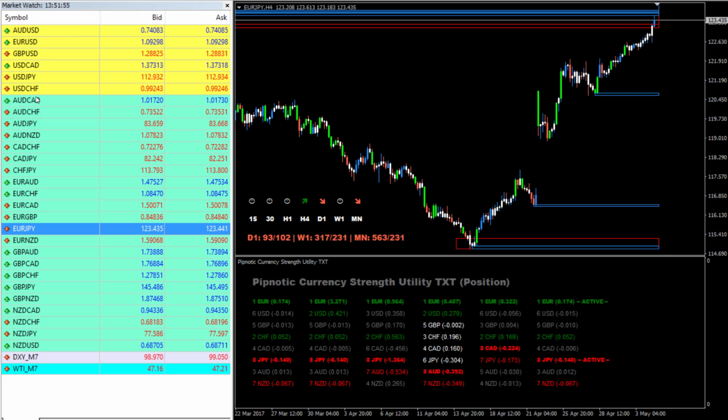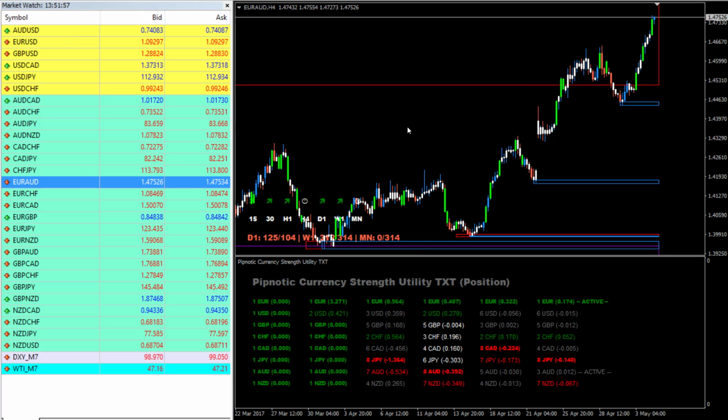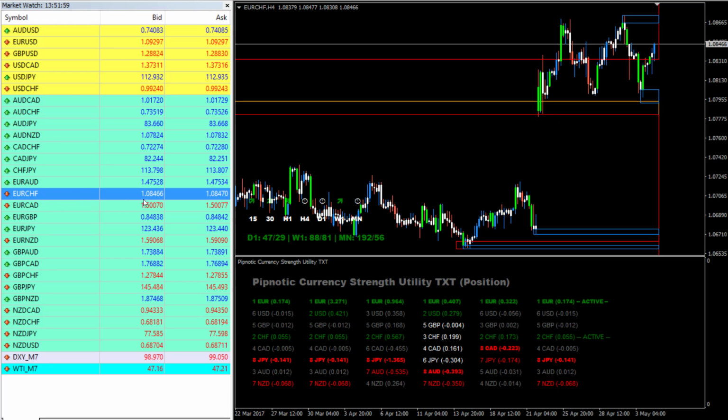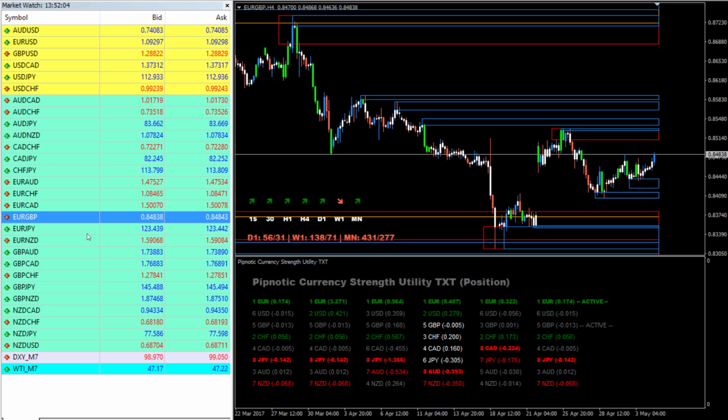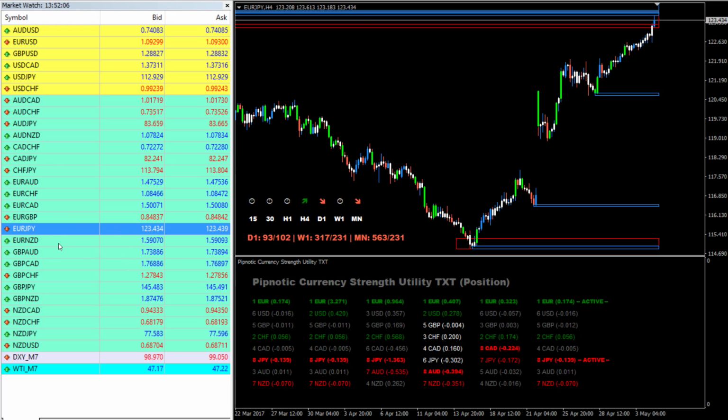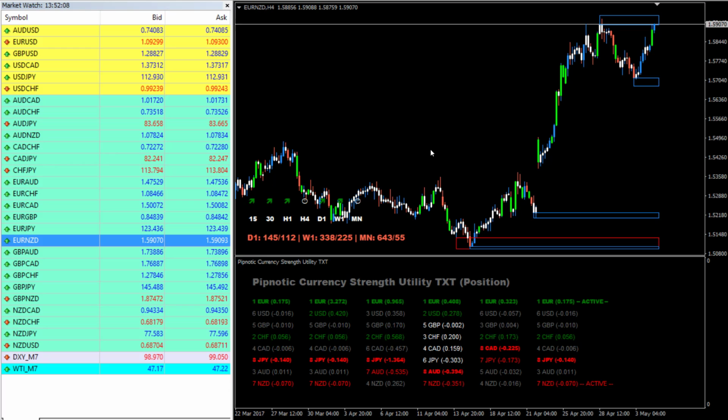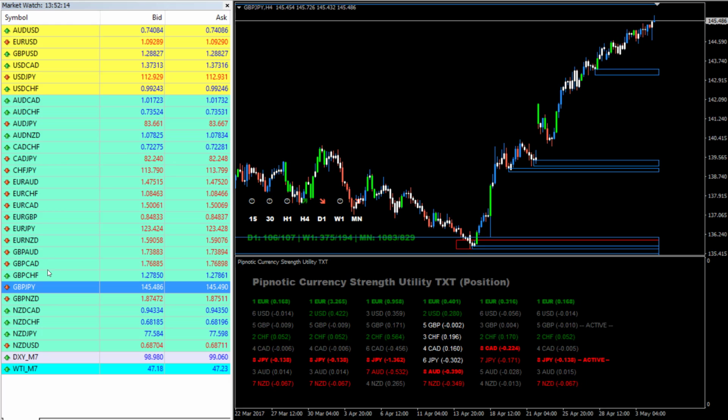So if we go here and we drag euro pairs over here, they're all going to be moving up, up, up, up. You can see all of them are moving higher, every single one of them. And so that's very clear. If you look here, you see the Japanese yen. These yen pairs, this one is going to be moving higher.